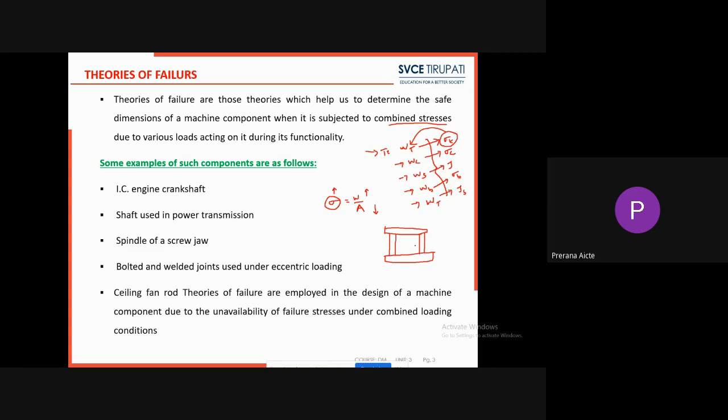The theories of failure are mainly evaluated based on the combined stress, with respect to the various types of loads acting on the component. As a design engineer, before designing a component, you have to check whether the system is working as per the given dimensions, stresses, and loading conditions. Yes, I understand what I am saying.